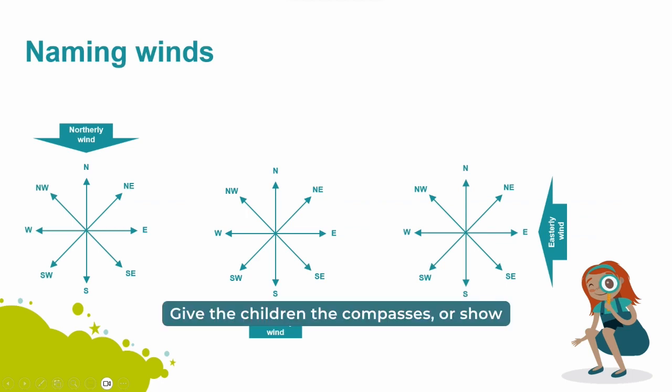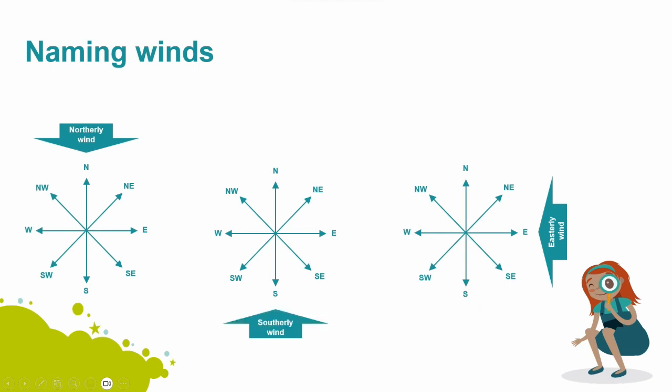Give the children the compasses or show them the compass markings on the playground and explain how to use them to describe the direction of the wind. For example, if the bubbles are moving to the south, it's a northerly wind, as winds are named by where they come from, not where they go.